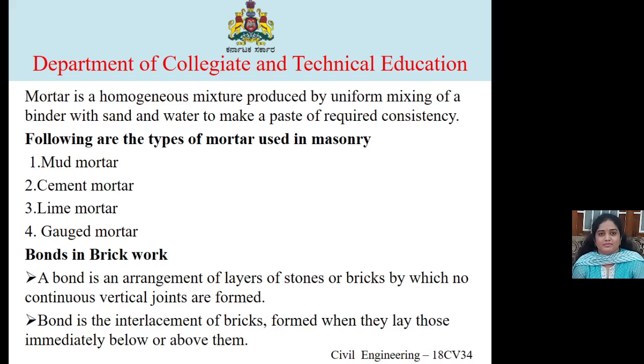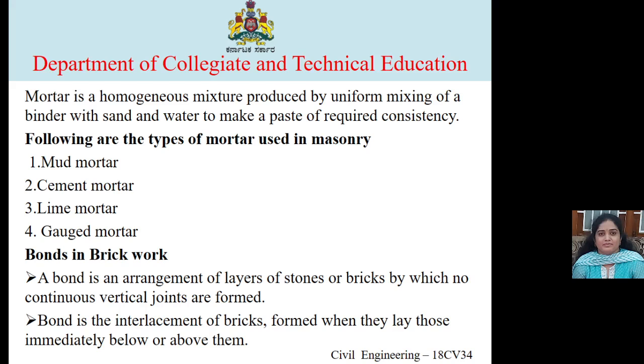A bond is an arrangement of layers of stones or bricks by which no continuous vertical joints are formed. That's called a bond actually. From one course to another course, there should not be continuous vertical joints. If there are, then it will become a weak joint.